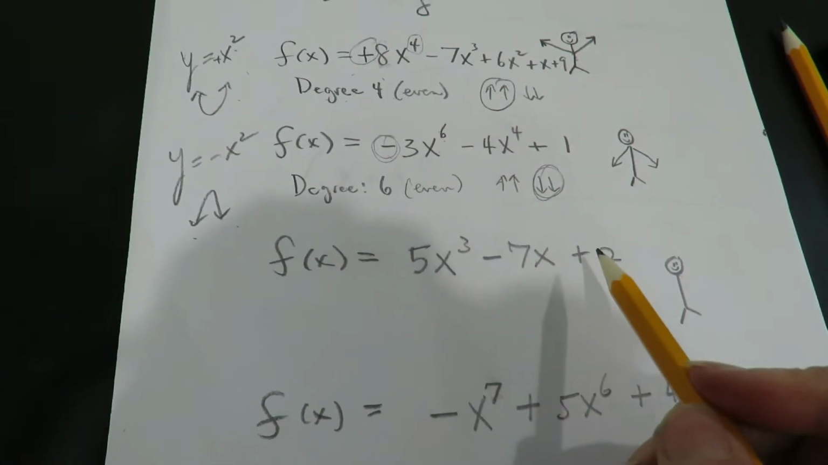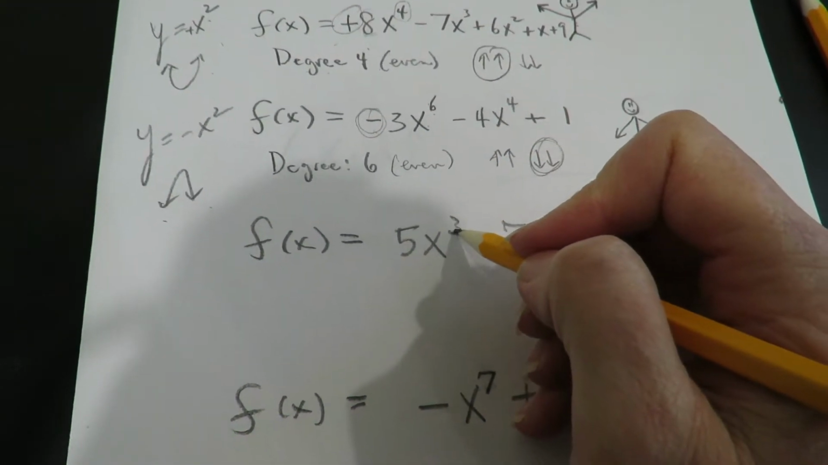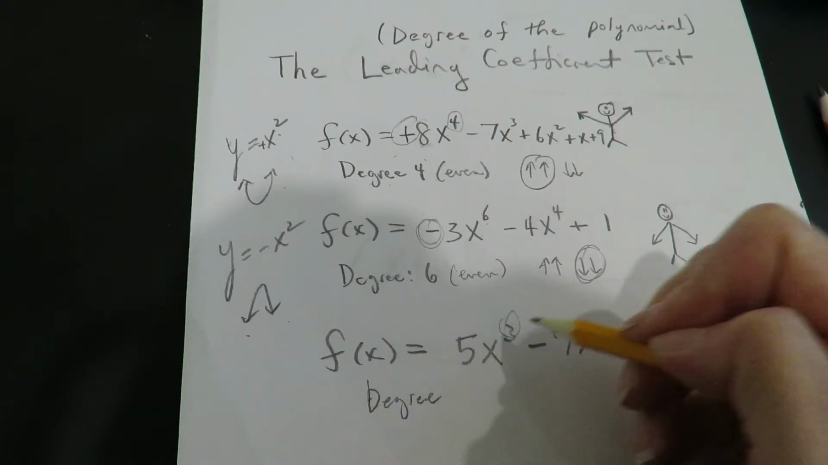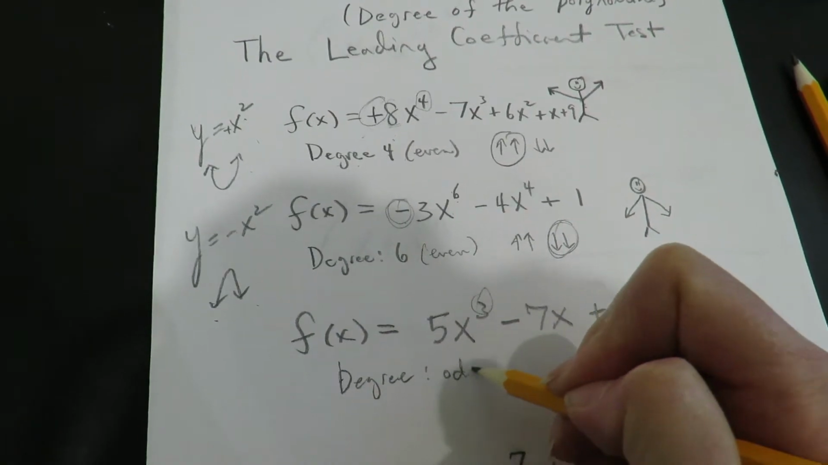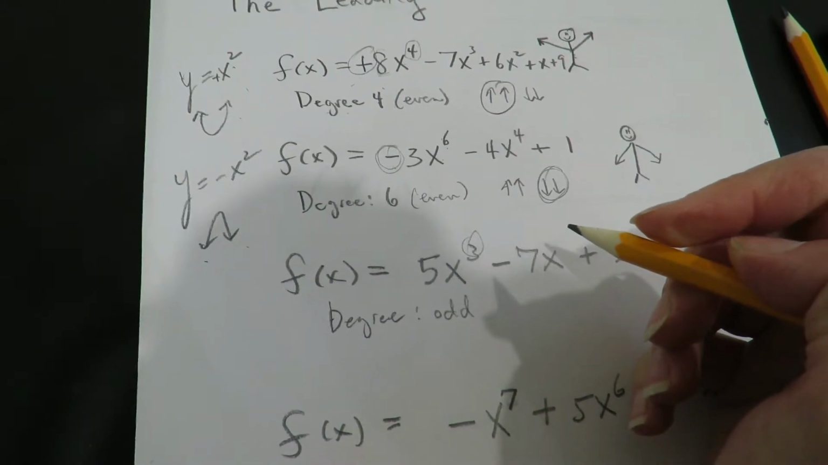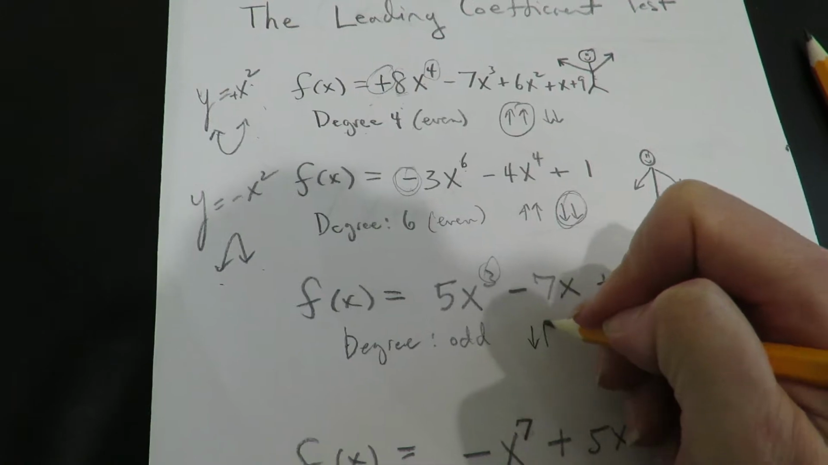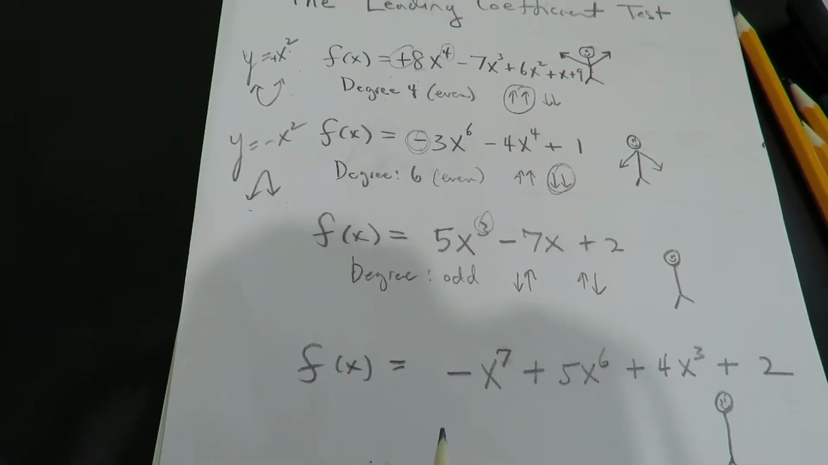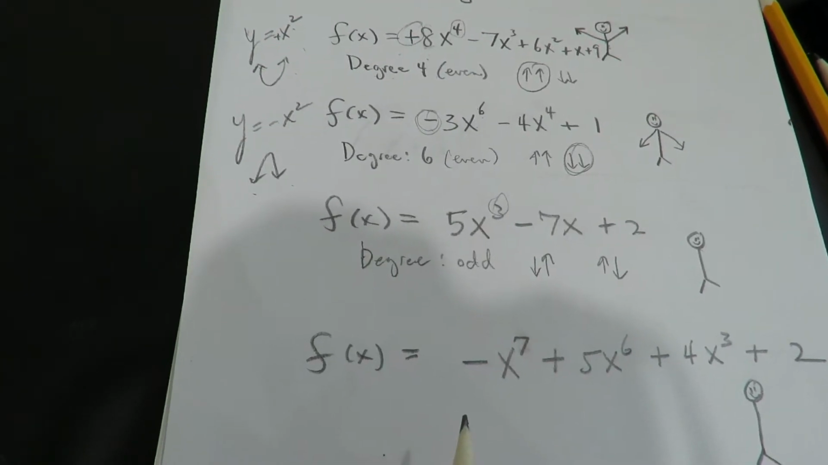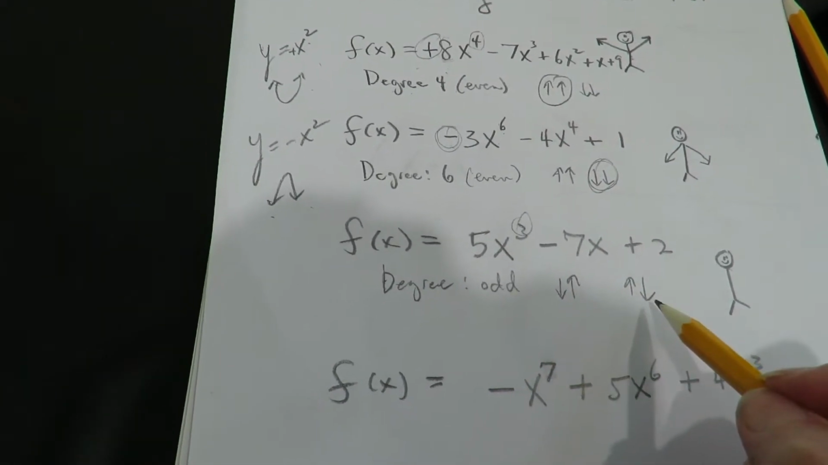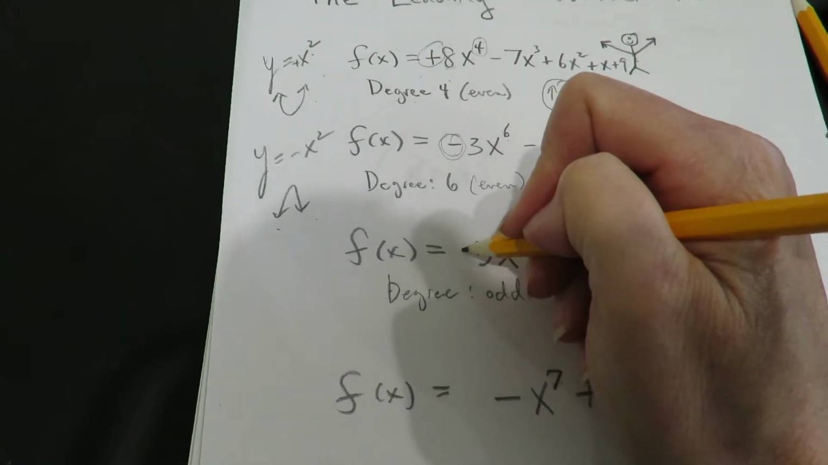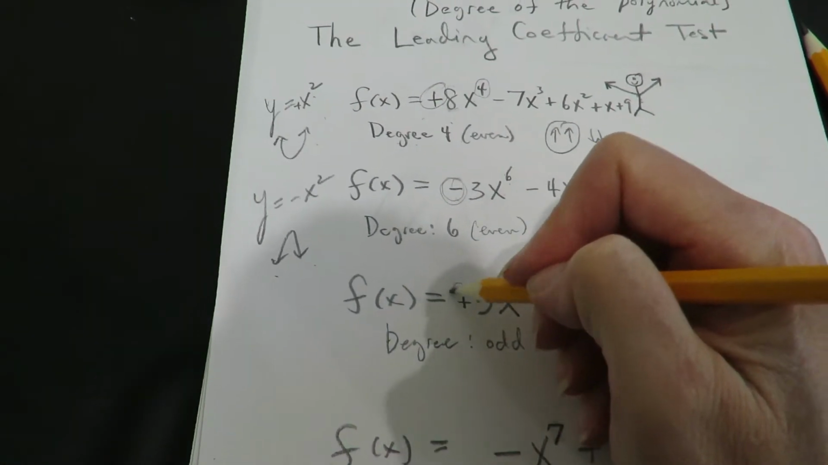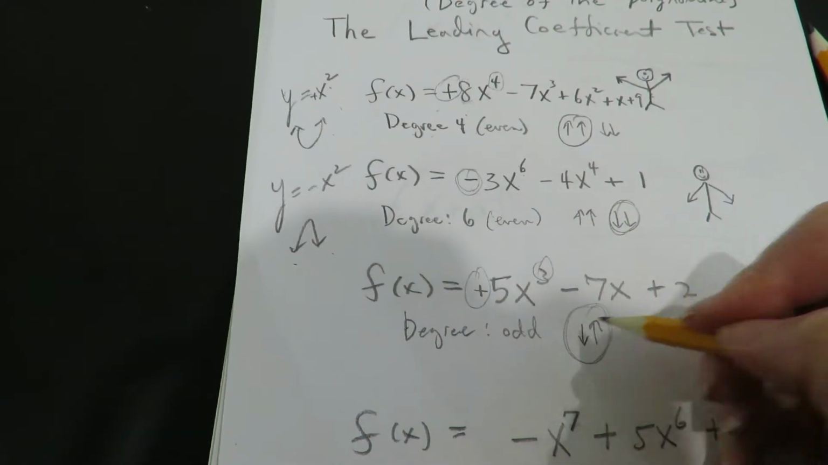Okay, so now let's do the next one. The degree of this one is a 3. That's odd. Odd means it's going to go in opposite directions. It's going to either go down, up, or up, down. How you determine which of the two cases it's going to be is you look at whether the leading coefficient is positive or negative. Since it's positive, it's going to be this case. It's going to be down, up.